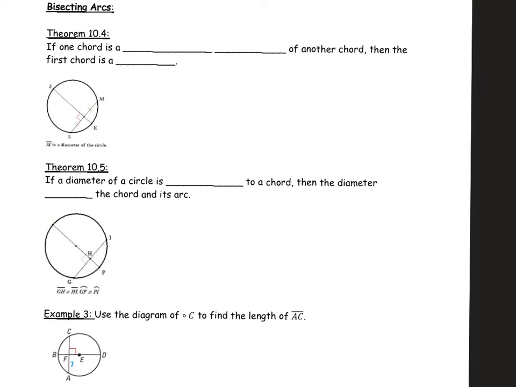All right, so we're going to use a little bit of vocab today. Theorem 10.4 says if one chord is a perpendicular bisector, remember upside down T is perpendicular, and bisector just means cuts exactly in half, of another chord, then the first chord is a diameter. So remember, a diameter cuts right through the center of a circle. So in this diagram here, we can see that JK is bisecting LM by the tick marks, and it's also perpendicular to LM because of the little box. So that means JK is a diameter.